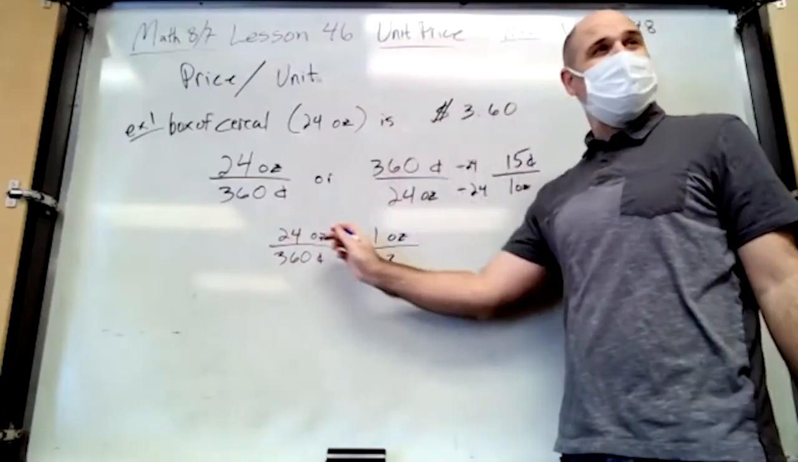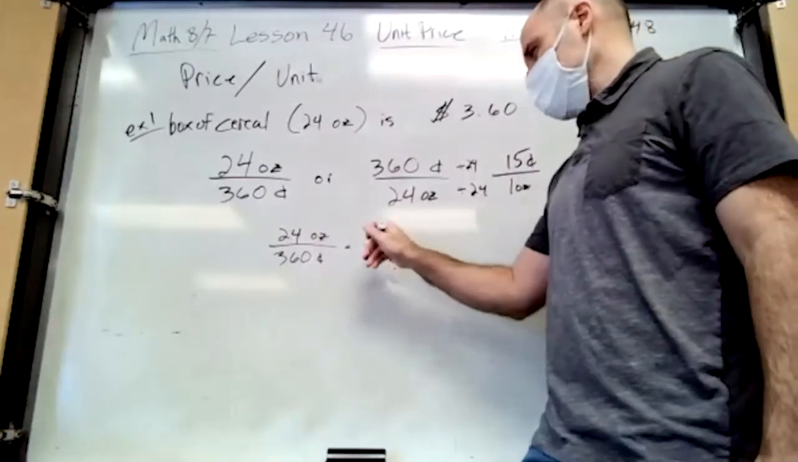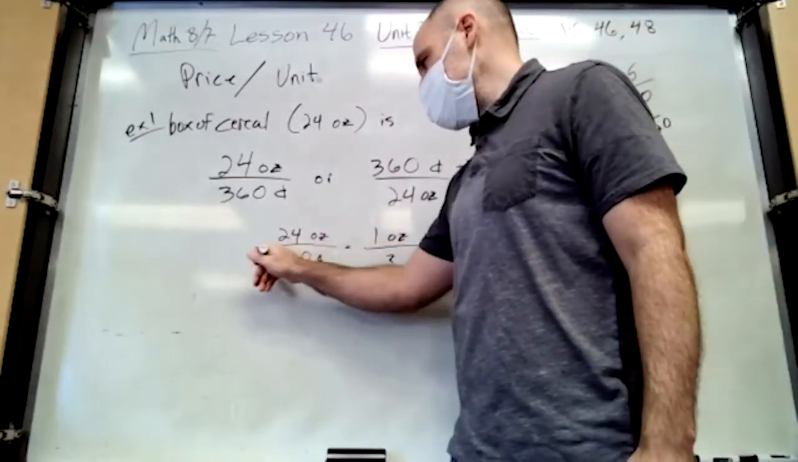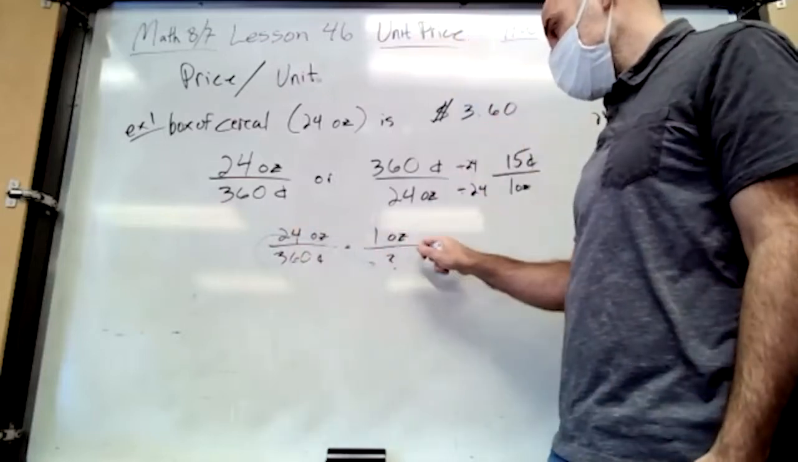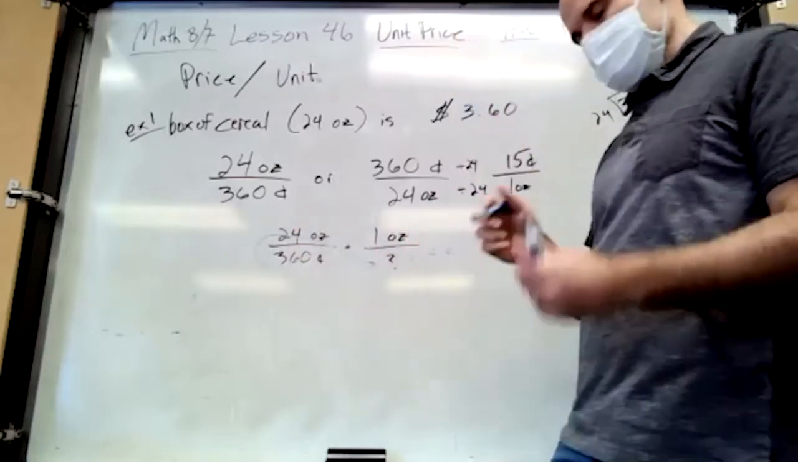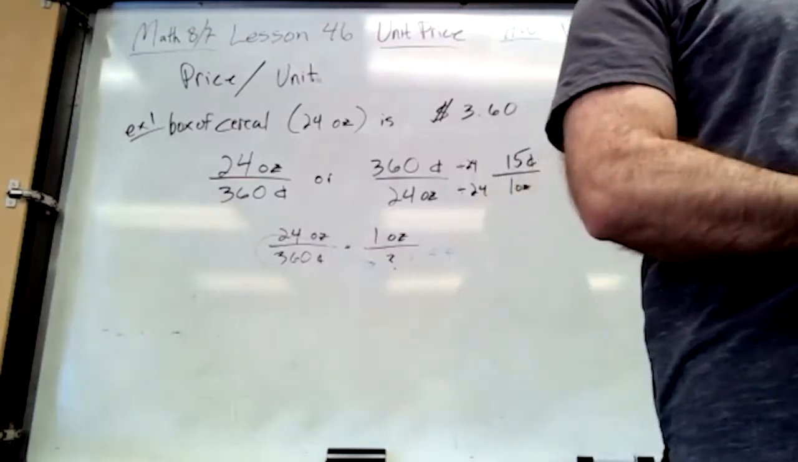Since there's no number here, you can't multiply anything there. But you can multiply this. 1 times 360 divided by 24, which is the math we just did. And that equals 15. Okay? You could do it either way.